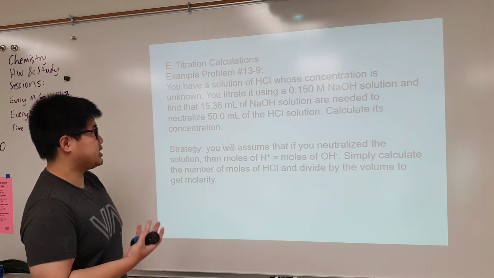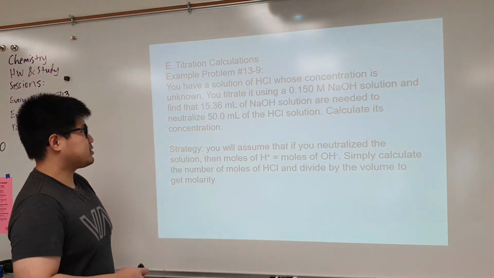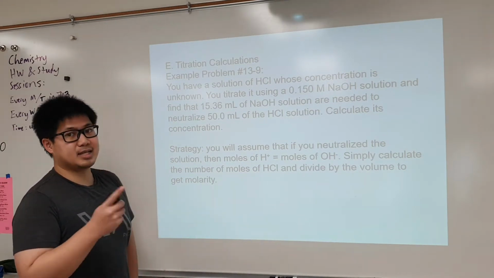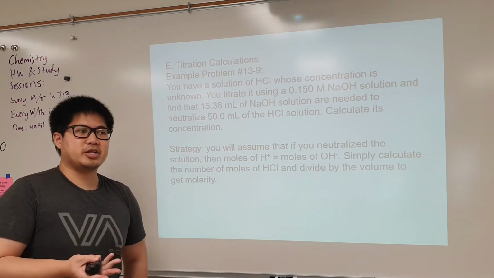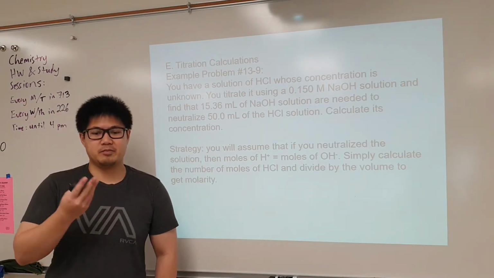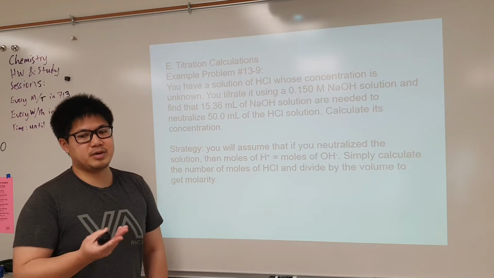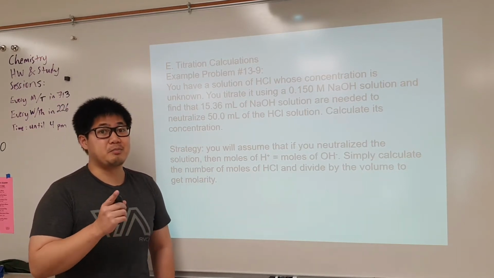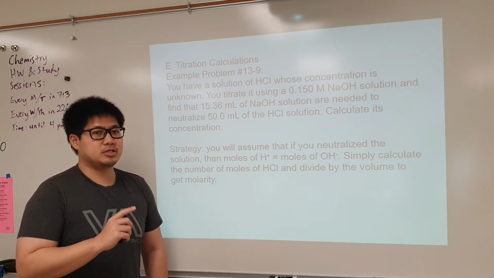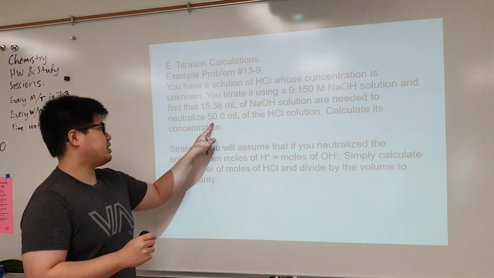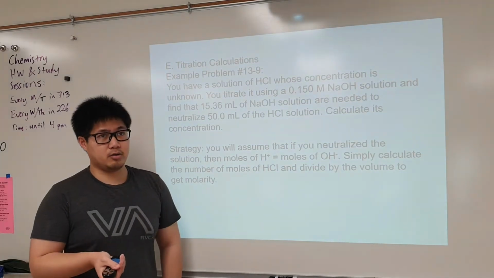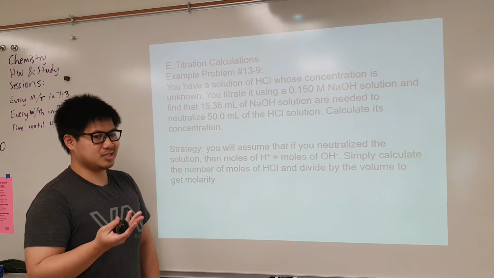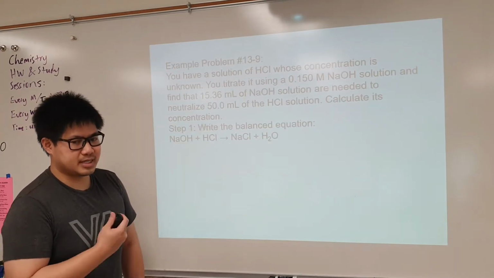Example problem 13-9. You have a solution of hydrochloric acid whose concentration is unknown. You're going to titrate it using a 0.15 molar solution of sodium hydroxide and find out that you used 15.36 milliliters of it to neutralize 50.0 milliliters of that unknown hydrochloric acid solution. How do you calculate its concentration? Well, let's take a look.